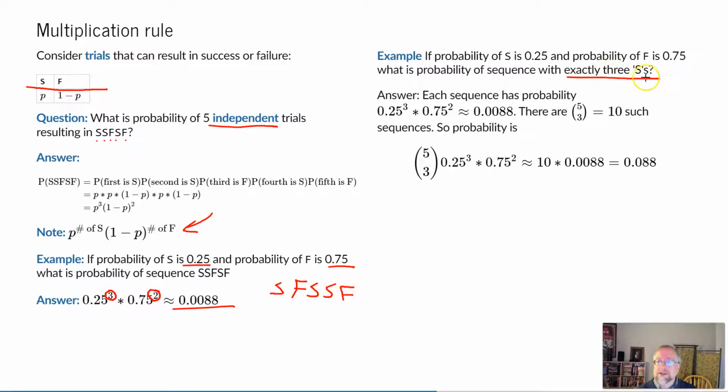So 3 S's out of 5 total is 5 choose 3, and then each of those has a probability of 0.25 cubed times 0.75 squared. So 5 choose 3, as you'll recall, is 10, times multiplying these things out, which is 0.0088, is about 0.088.